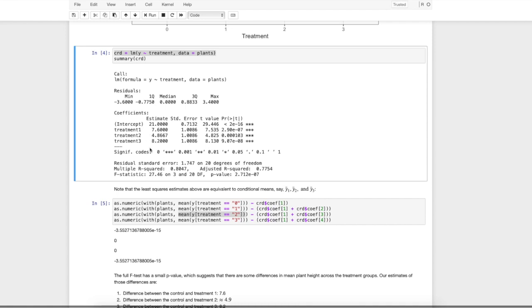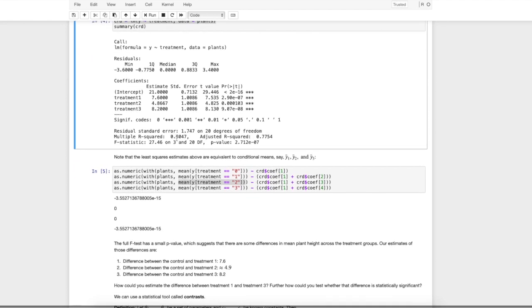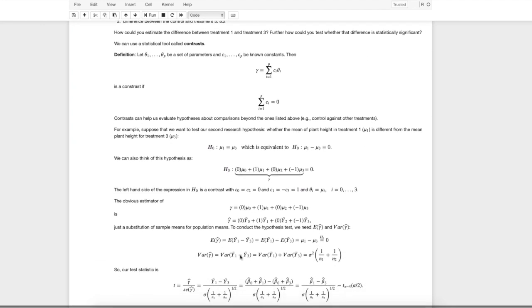The nice thing about the regression setup is that it allows us to perform some formal tests. So down here, just a summary. The full F-test helps us decide whether there are differences across groups. Here are the estimates of those differences. And now we come to the question of how could we estimate the difference between treatment 1 and treatment 3, and then how could we test whether the difference is statistically significant. So that comes from contrasts, and we learned about contrasts in the last lesson.